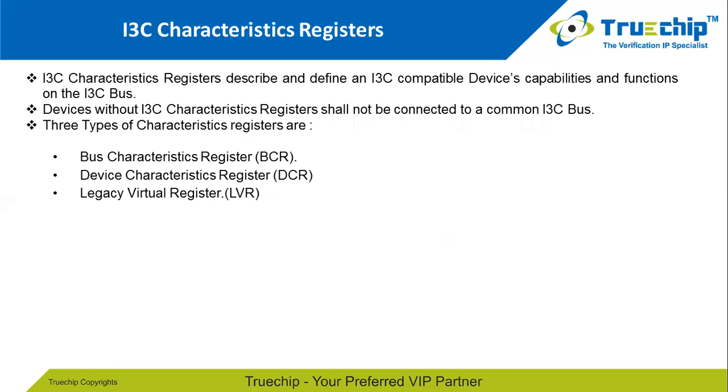Every I3C device on the bus must be configured using the characteristic registers that define the capabilities and function of an I3C device. The configuration of an I3C bus will depend upon the characteristics of the I3C devices intended to be active on the I3C bus. Devices without an I3C characteristic register shall not be connected to a common I3C bus. The three types of registers are BCR, bus characteristic register, DCR, device characteristics register, and LVR, legacy virtual register.